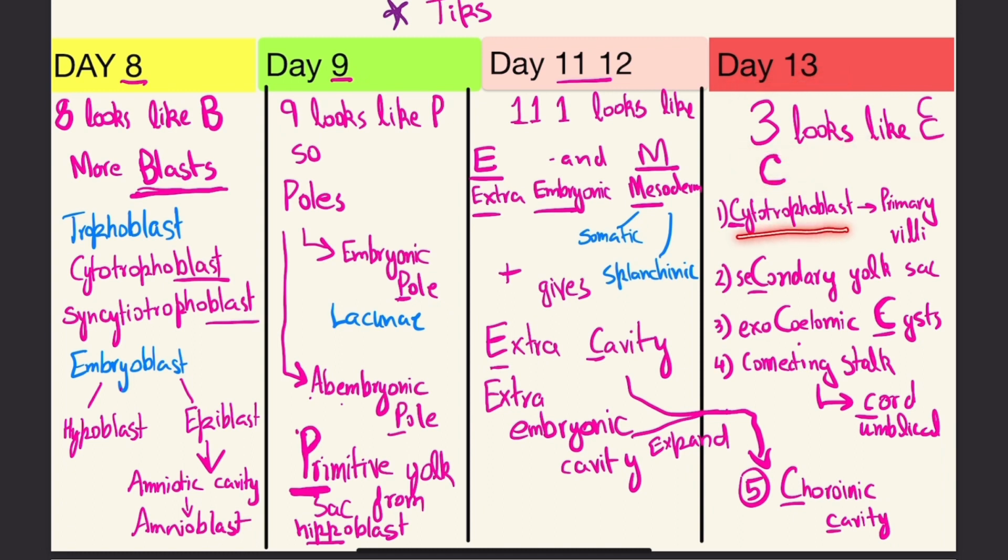So we have cytotrophoblast forming primary villi, secondary yolk sac formation, exocoelomic cyst formation, connecting stalk forming the umbilical cord, and expansion of the extraembryonic cavity to the chorionic cavity.